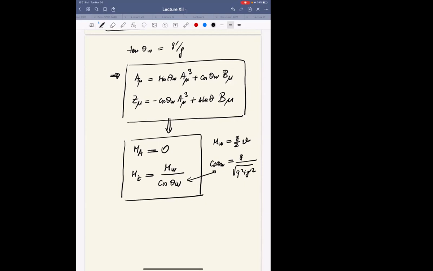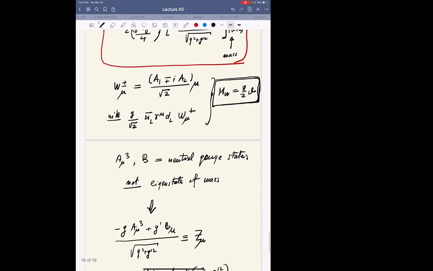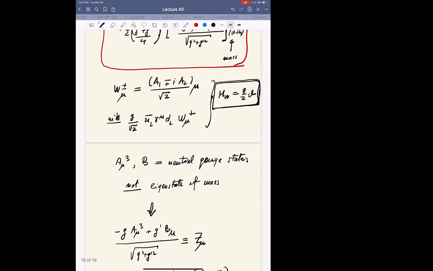Yes, please. I want to confirm something. For the expression for Z mu, what if I write it as cos theta W A mu 3 minus sin theta W B mu? It's the same field. It's defined up to a sign. This often happens: the sign of the fields is not physical. Even the fermion field is defined up to a phase. When you write the field, it's up to you.